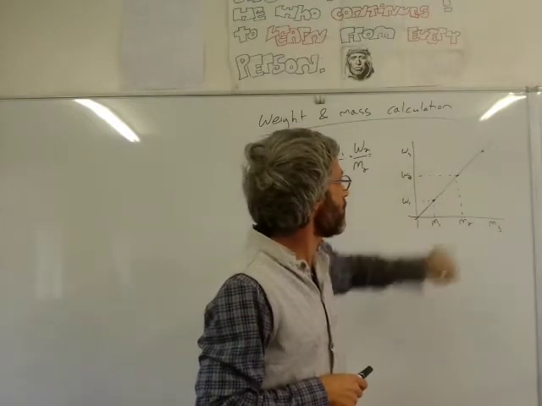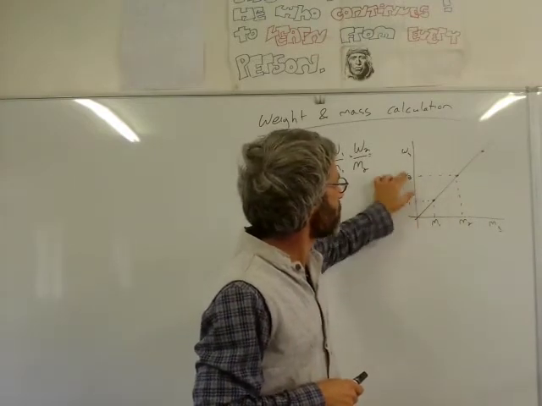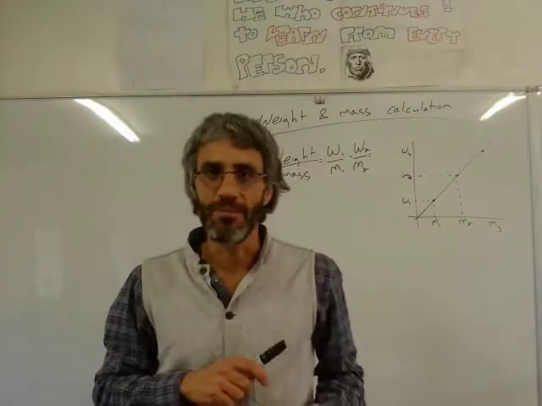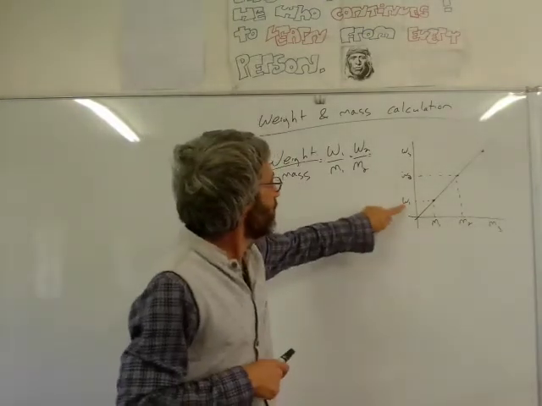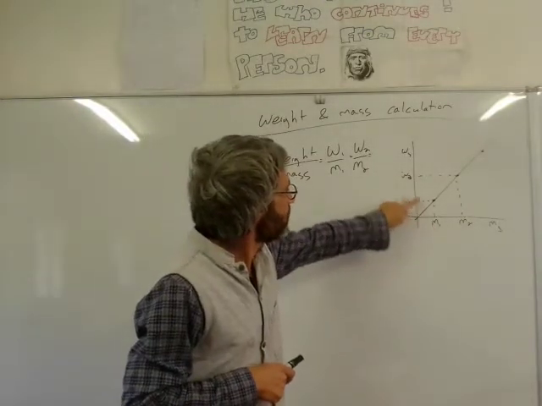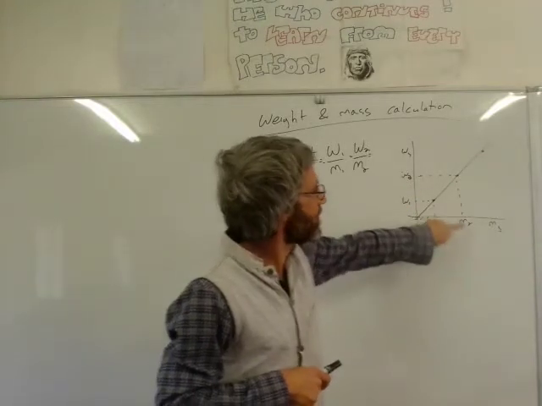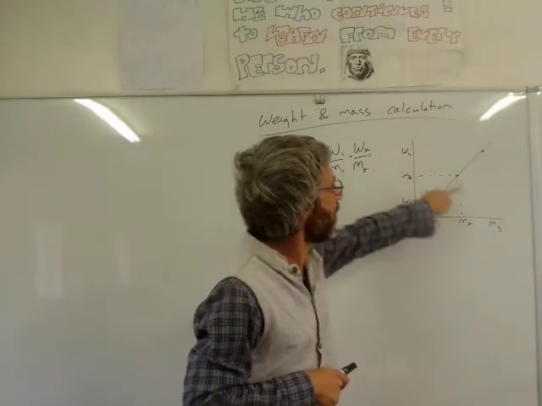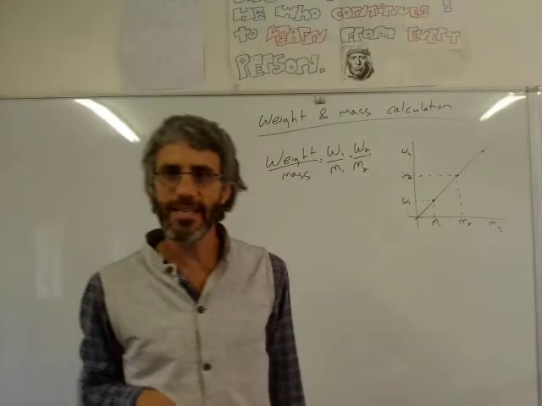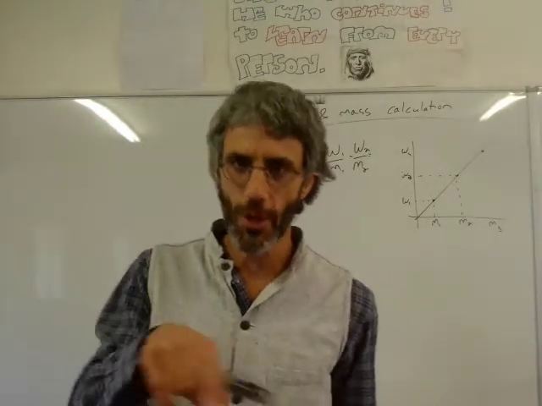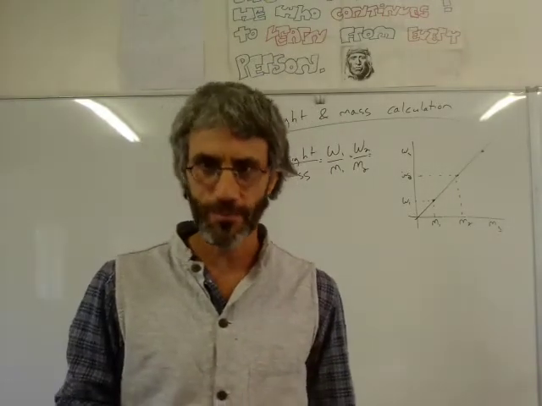So pick 3 of these points, find the weight and the mass of each one of them, and then divide them. Divide the first weight by the first mass, the second weight by the second mass, the third weight by the third mass. Find the number for each one of these ratios. Do it now. Pause me and just do it now.